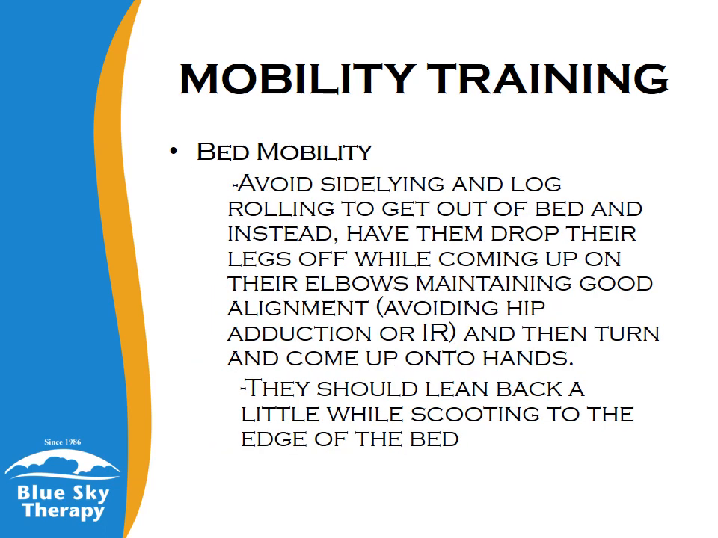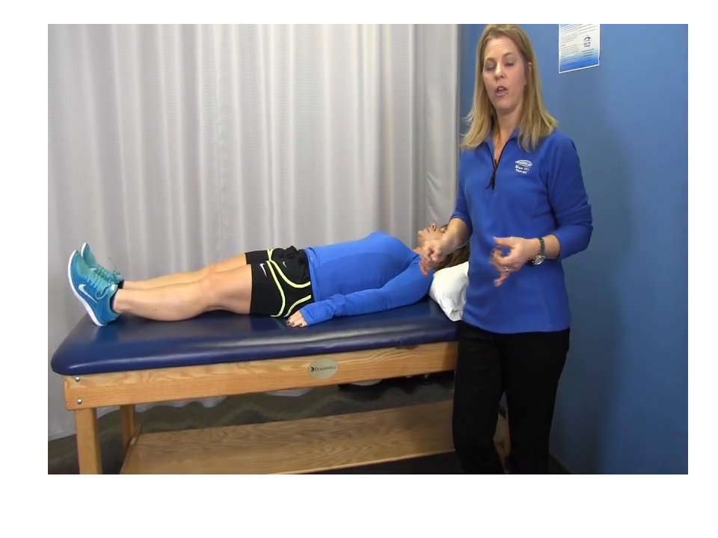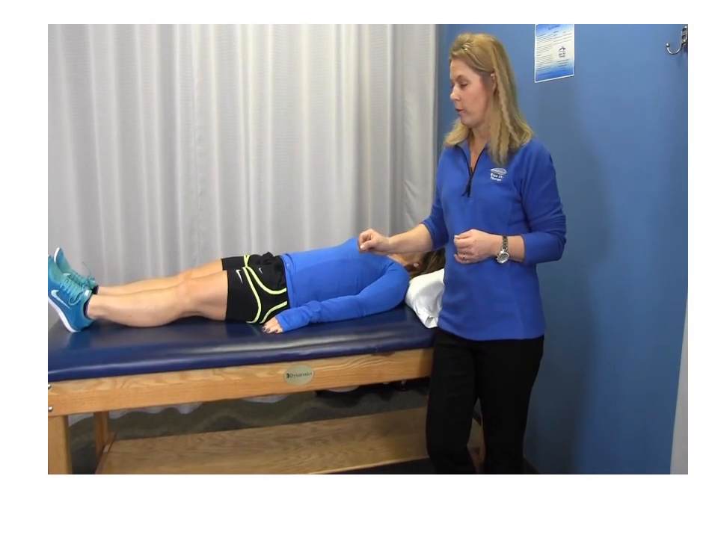Avoid side lying and log rolling to get out of bed. Instead, have them drop their legs off the bed while coming up onto their elbows, maintaining good alignment, avoiding hip adduction or internal rotation, and then turn and come up onto the hands. They should lean back while scooting forward to the edge of the bed to avoid flexing the hips beyond 90 degrees.